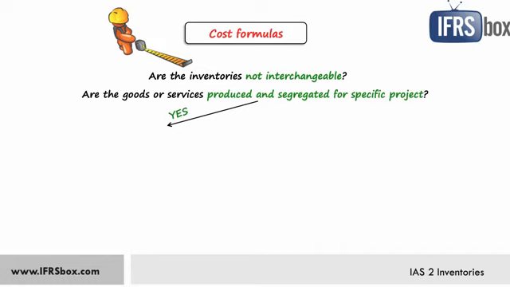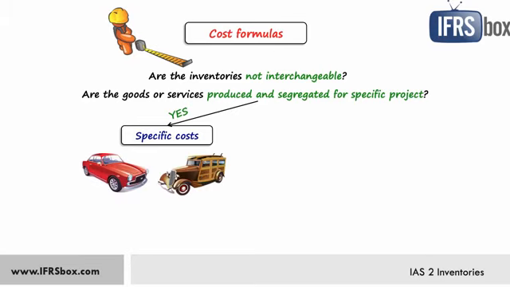If yes, meaning that inventories are not interchangeable or you have a specific project there, then you need to account for the expenses for inventories or cost of sales in the specific amount of costs. For example, let's say that you deal with vintage cars. Vintage cars are definitely not interchangeable. They are very specific. So if you buy a red car for 100 and you sell it later for 120, then you must recognize cost of sales of 100, which is specifically the cost of that red car.